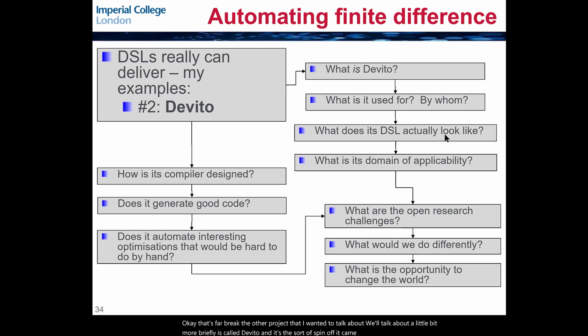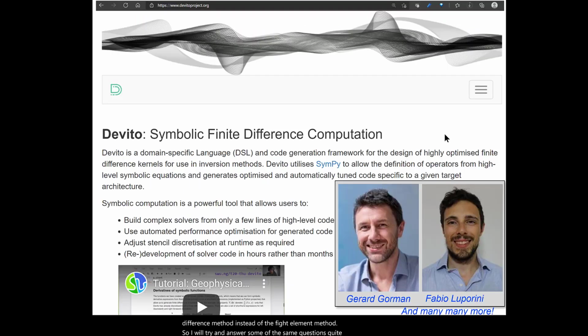Firstly, here's the homepage for the project and some mugshots of the people who actually lead it. There are many people involved in the project, but Fabio Luporini, who used to work on Firedrake, is the lead engineer, and Gerard Gorman is an academic in earth sciences at Imperial who runs the project from a higher level.